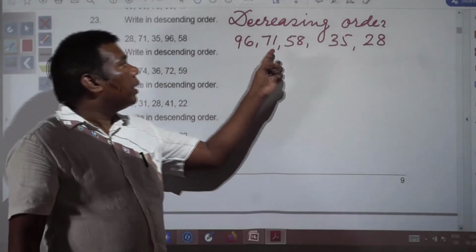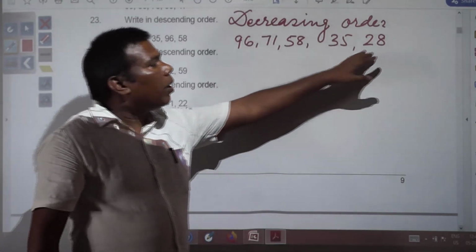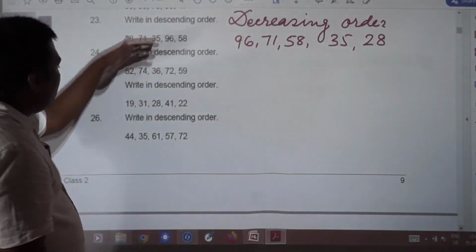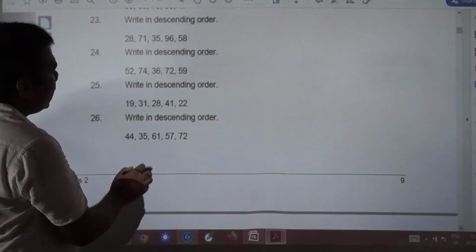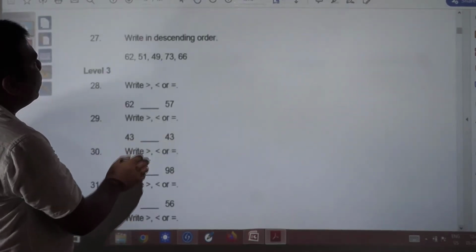In this, what did we do? We started with the biggest number, and the smallest number is at last. Other similar questions are also there, so I think you will be able to write and find them out.